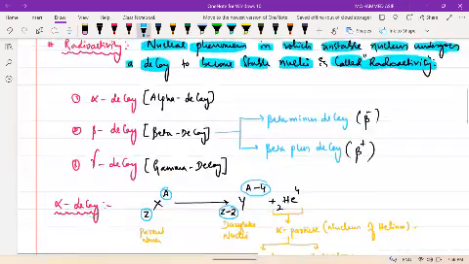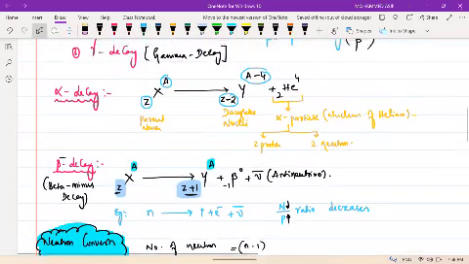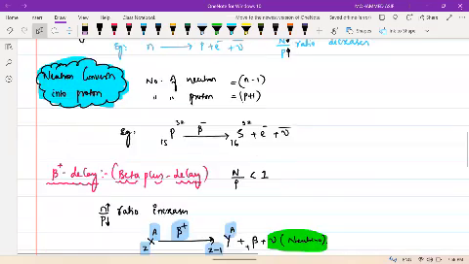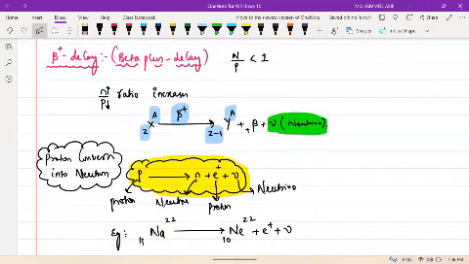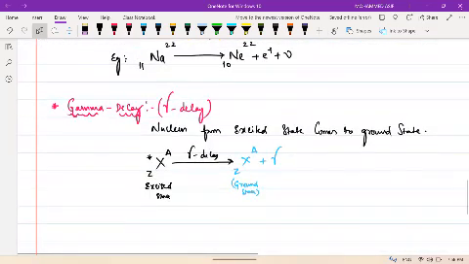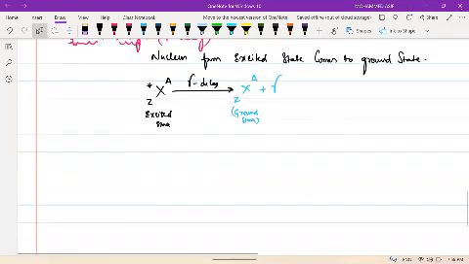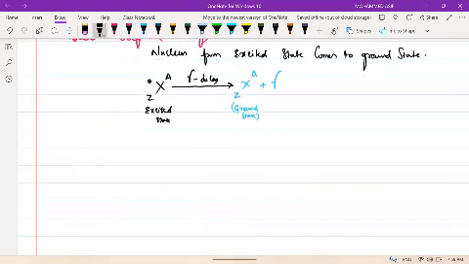So in radioactive alpha decay, atomic number decreases by 2, mass number decreases by 4. Beta minus, atomic number increases by 1, mass number remains same. Beta plus, atomic number decreases by 1, mass number remains same. In gamma decay, there is no change in atomic number, no change in mass number. Am I clear? Yes, sir. Let me give an example.